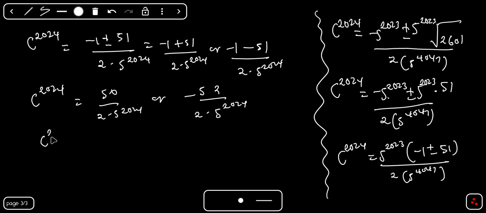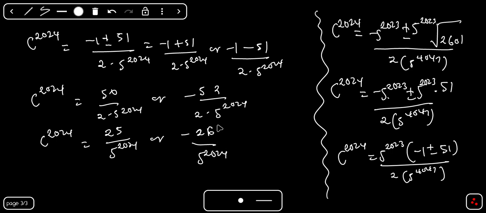So we're going to have c^2024 = 25 over 5^2024, or we're going to have minus, sorry, that would be minus 26 over 5^2024.